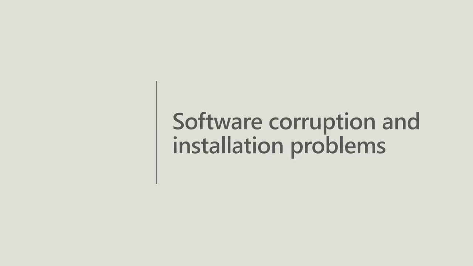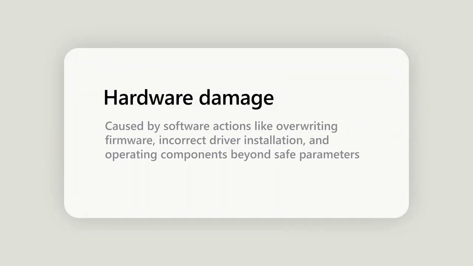You also explored troubleshooting methods for software corruption and installation issues, such as missing files, registry errors, and incompatible software. Troubleshooting methods include reinstalling, repairing, updating, or uninstalling the software. And you examined how certain software actions like overwriting firmware, incorrect driver installations, or causing components to operate beyond their safe parameters can lead to hardware damage.